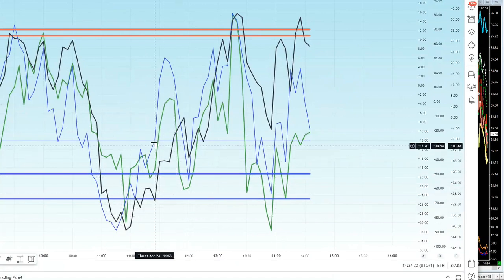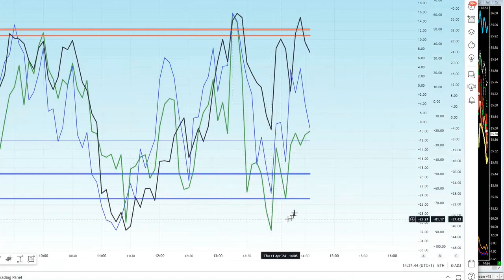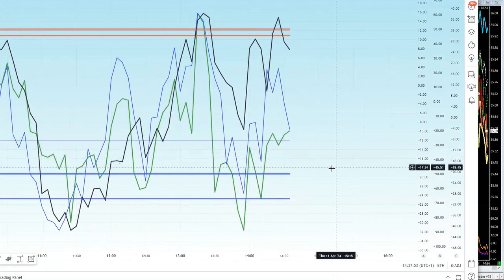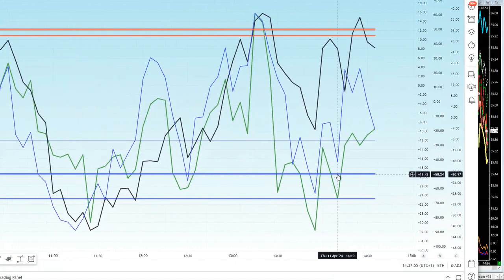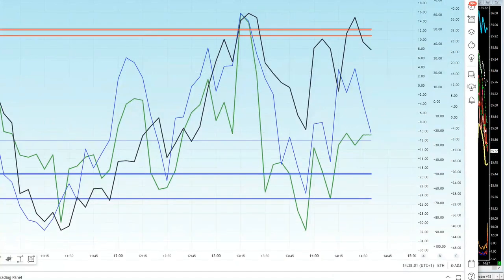I know if these lines are in the blue zone, I should be bidding into sell side liquidity. If these lines are in the red zone, I should be offering into buy side liquidity. I mean, it's not any more complicated than that, guys. A lot of people think it is more complicated. It's not. It actually really isn't any more complicated than that, right?